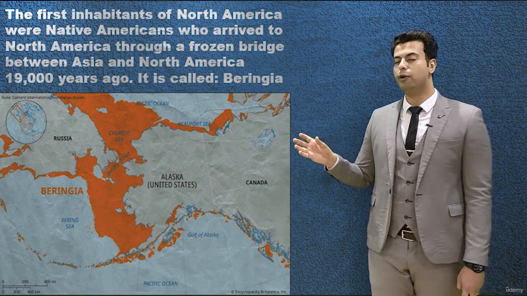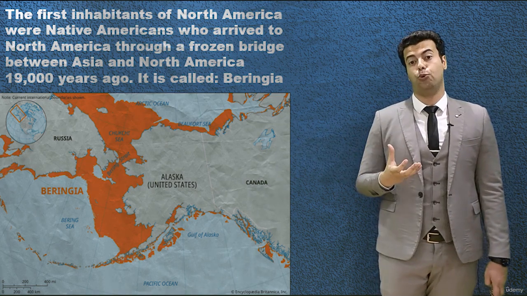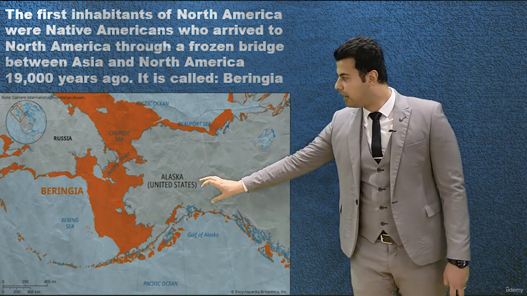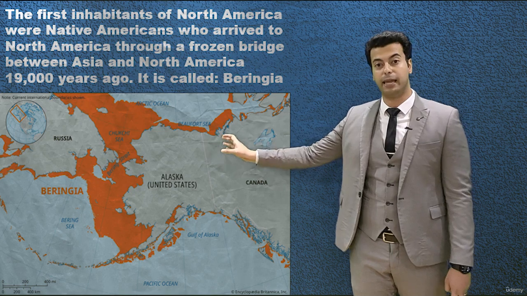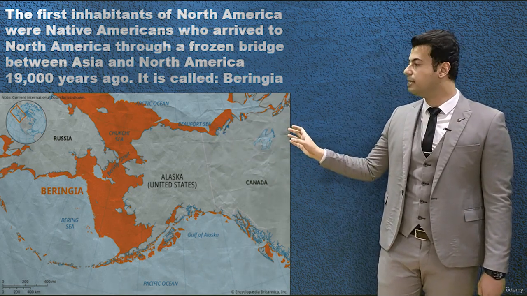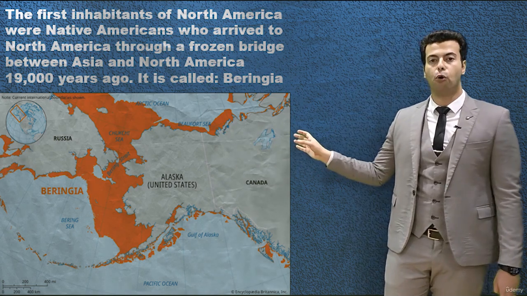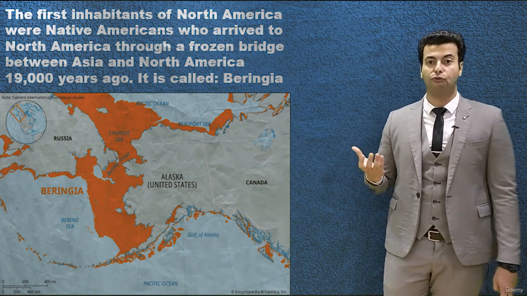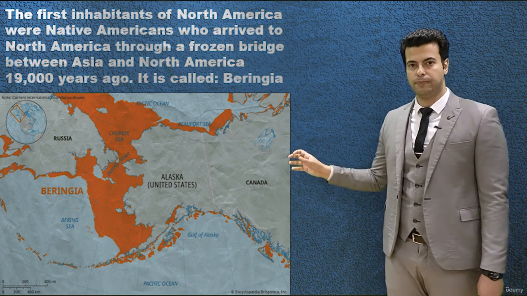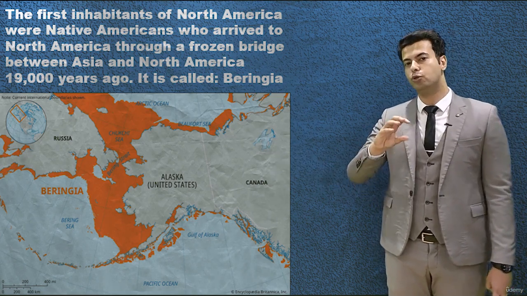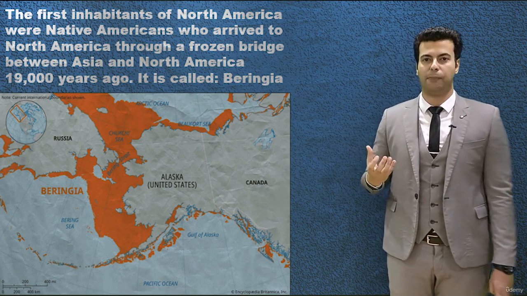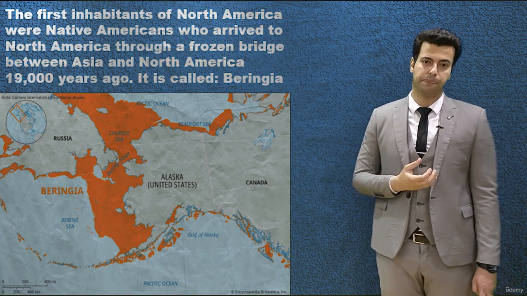Now, the original people who passed to the Americas were from Asia, and they passed using the passage between Siberia, now in Russia, and Alaska, the United States. This part was frozen. The water that you see was frozen in the past. So the people used this land bridge that we call Beringia in order to pass from Asia to America. This is how the first Americans, or the Native Americans, arrived.